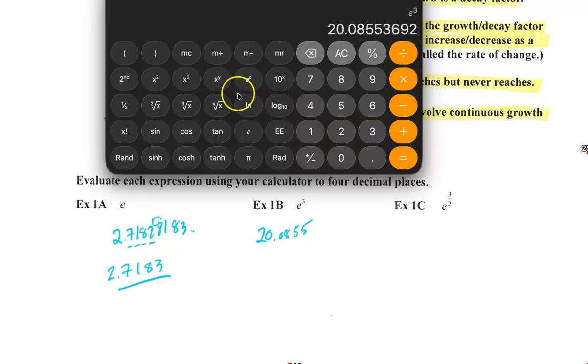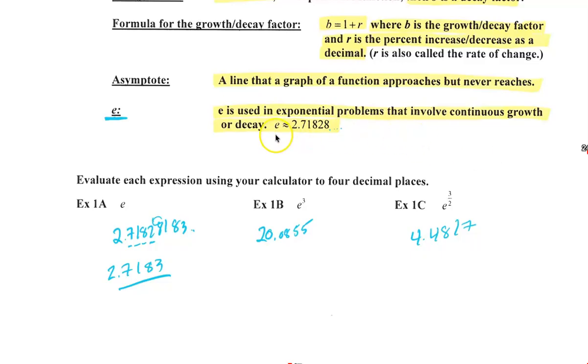E to 3 halves. So let's see, 3 divided by 2, e. Is that going to work? No, it doesn't work. Parentheses, 3 divided by 2. I usually use an actual calculator instead of this. There we go. So I get 4.4816. I have to round that up, so make it 7. The one right behind 6 is an 8, so we round up. So that's how you use e. So again, e is just a special number, kind of like pi. We use it a lot in exponential problems.